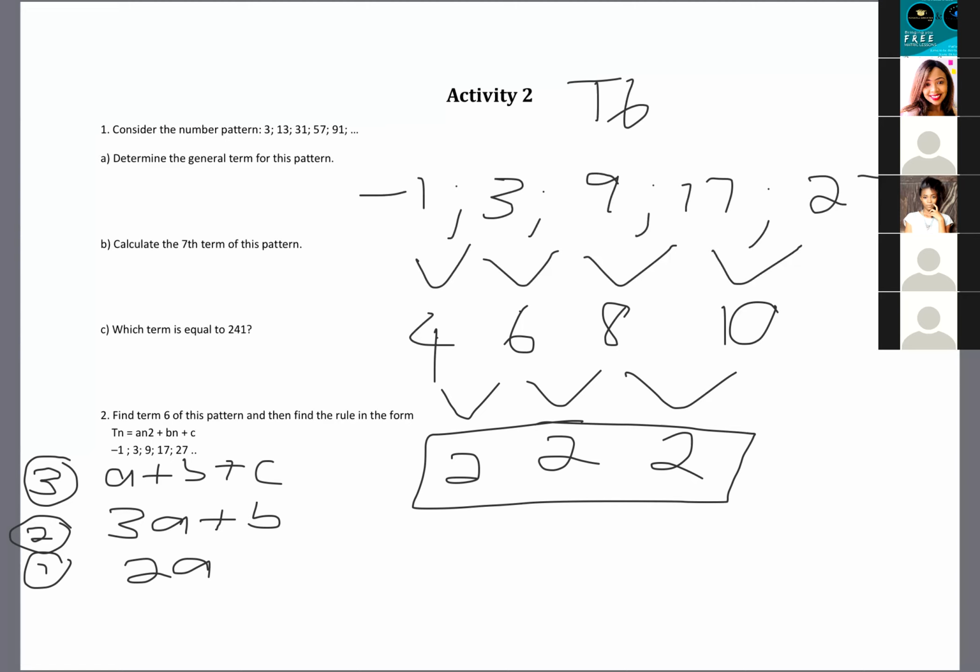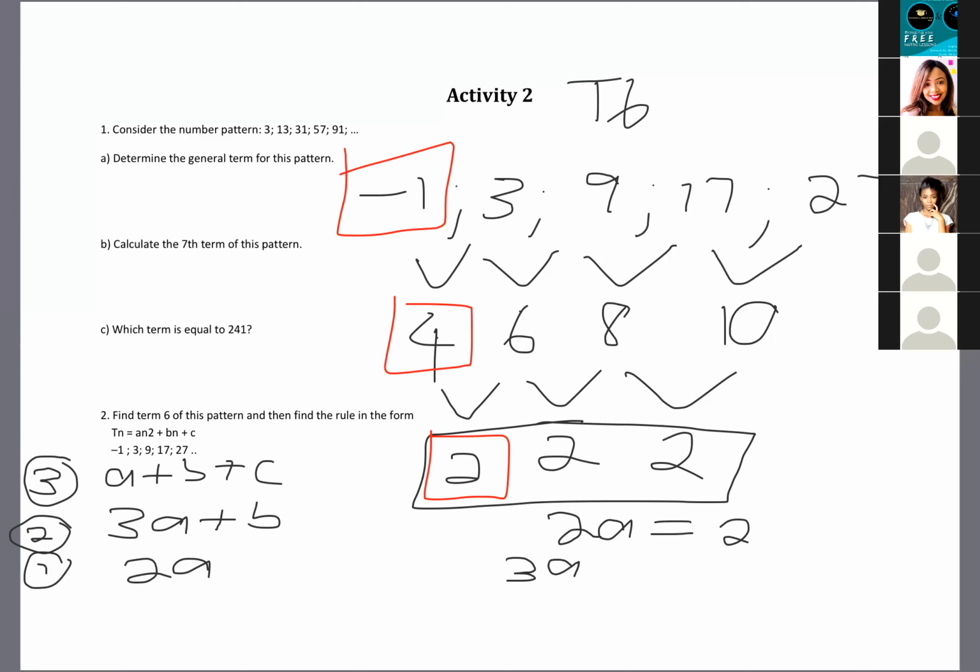You take every first term of those patterns. Then on number 1, which is 2A, you equate it to 2. Then number 2, you equate it to 4. And then number 3, you equate it to -1. Yes, that's perfect. Okay, can you guys please work out A, B, and C for me?